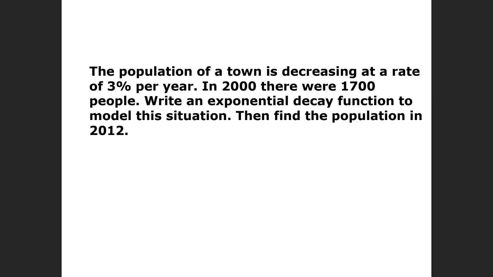$1,700, because that's the original amount of people that were in the town. And then 0.97, because 1 minus 0.03 is 0.97. I agree with that 100% to the X bar. I love it. Now, Allison, why did you put 12 in there?